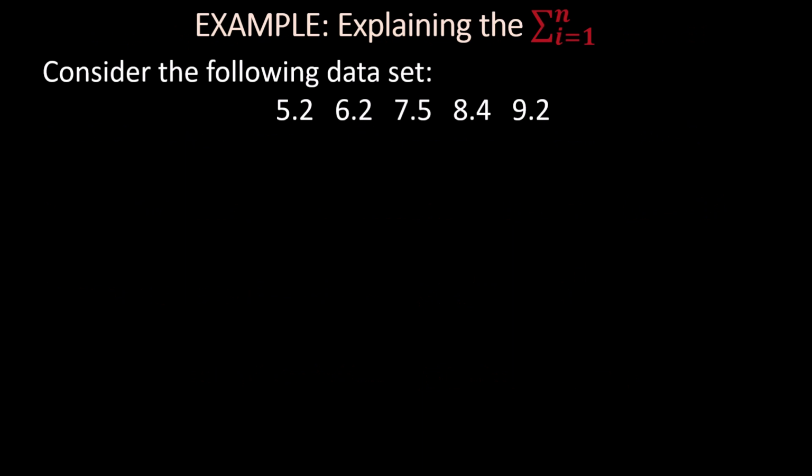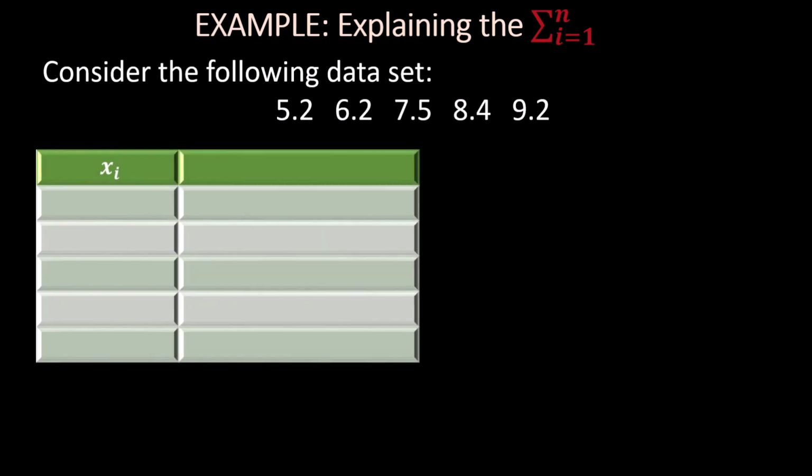Now let me explain this example. Consider the following data set. There are 5 data, or 5 observations. Then how do we find the sum of the deviation? Right. First, let me make the table, and in the first column, I write the observations. There are 5 observations. Therefore, x1, x2 up to x5. You can write this way since there are 5 observations.